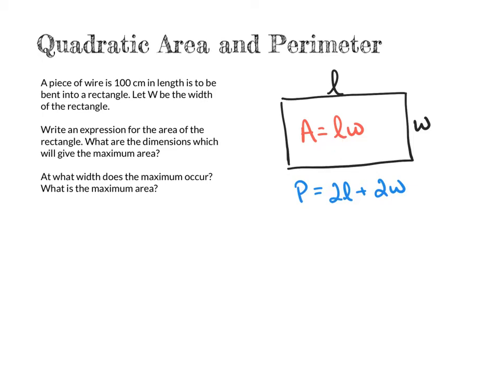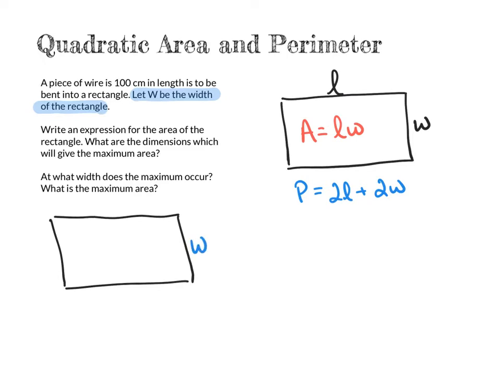So we have an example here that says a piece of wire 100 centimeters in length is to be bent into a rectangle. Let W be the width of the rectangle. So here's the key thing. We're defining a variable right here. We're defining the variable W as the width of the rectangle. So when we draw our rectangle here, here's what we know already. We know we have the variable W.